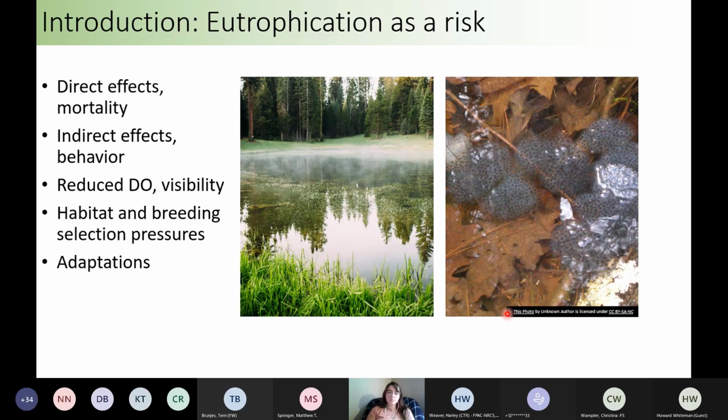So we know that there's a lot of selection pressures when it comes to habitat location and breeding location. And we know that specifically amphibians have a lot of adaptations accumulated to mitigate a lot of those risks. So things like predator avoidance and oxygen volume available, that goes into those site selections. But when we think of eutrophication as a risk, the question that we want to ask is, do amphibians have the ability to assess eutrophication as a risk and all of the consequences that come with eutrophication?